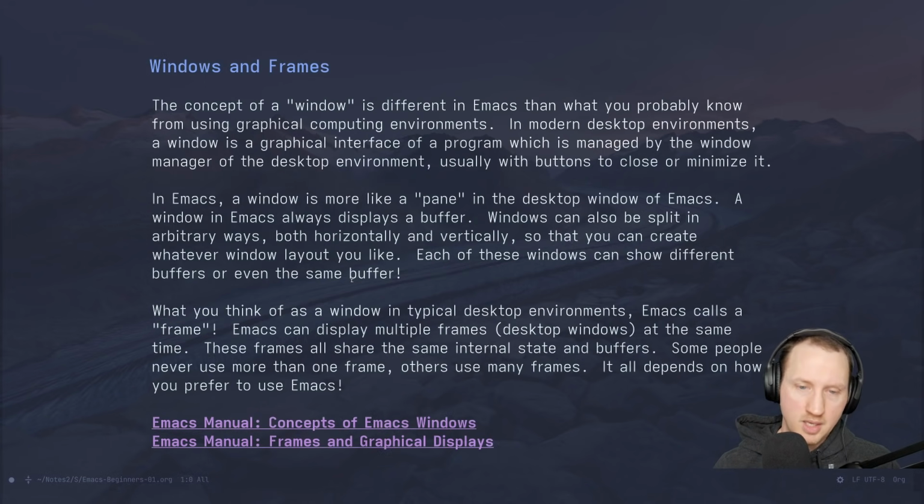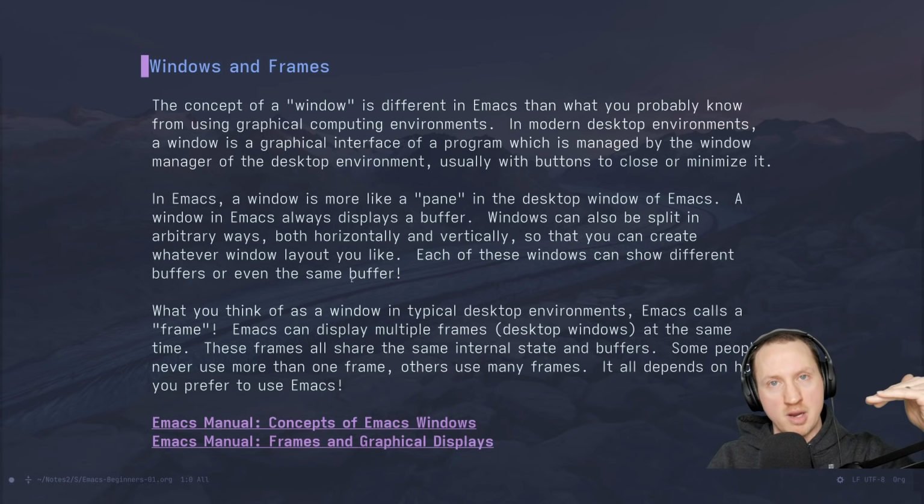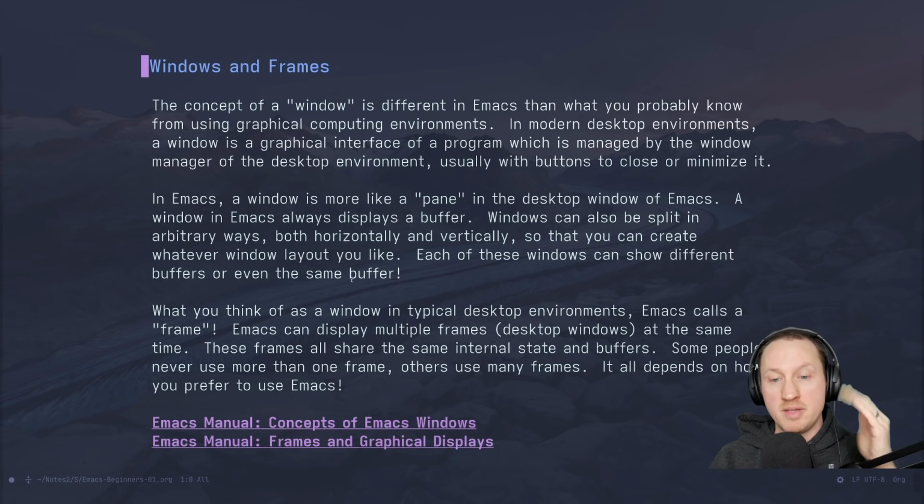Okay, so a very important concept in Emacs that's different than what you might know from typical graphical interface paradigms or desktop environments is windows and frames. So the concept of a window is different in Emacs than what you know. In modern desktop environments, usually a window is a window for a program that is managed by the desktop environment and not by the program itself. So usually it's a window that has like an X button, a minimize button, etc. And usually when you run a program, it launches a window that you see. However, in Emacs, a window is not a desktop window. It's actually a pane inside of the current Emacs window that you're looking at right now.